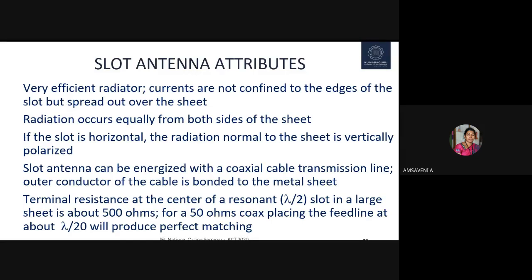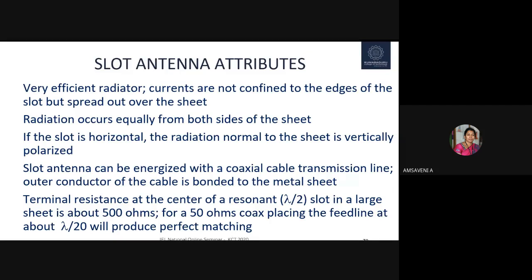Okay, and it's complementary to your dipole antenna. If you install a dipole vertically, it will provide you a vertically polarized wave. But a vertical slot will provide you a horizontally polarized wave. So this is the complement of your dipole. Similarly, a horizontal slot will provide you a vertically polarized wave.